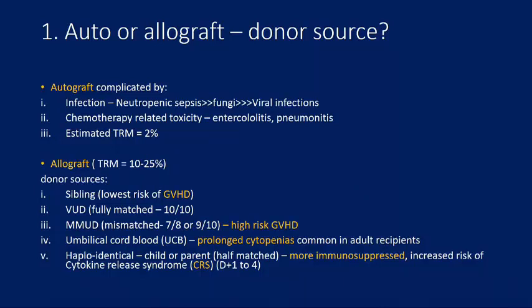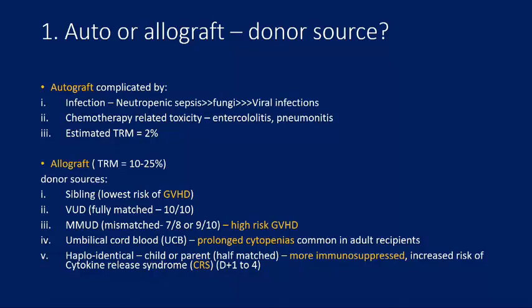Umbilical cord blood units can be used, and these patients tend to have a long time till their bone marrow recovers, which is pertinent in the setting of sepsis. And haploidentical transplants from children or parents, only half-matched, are more immunosuppressed and have this phenomenon, cytokine release syndrome, occurring in the first 4 days.